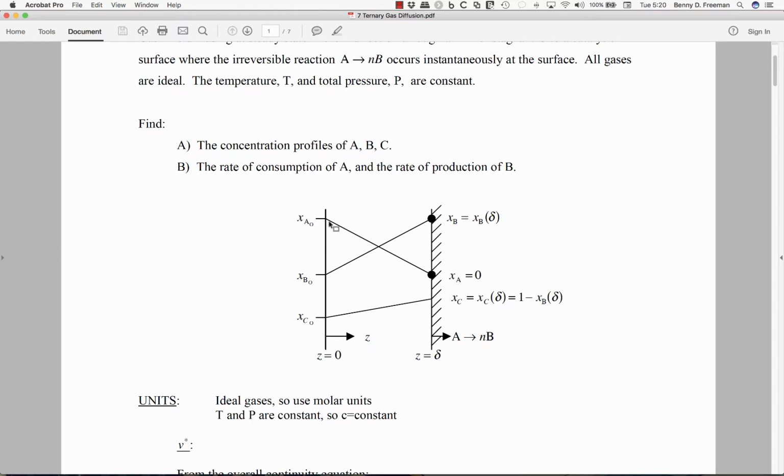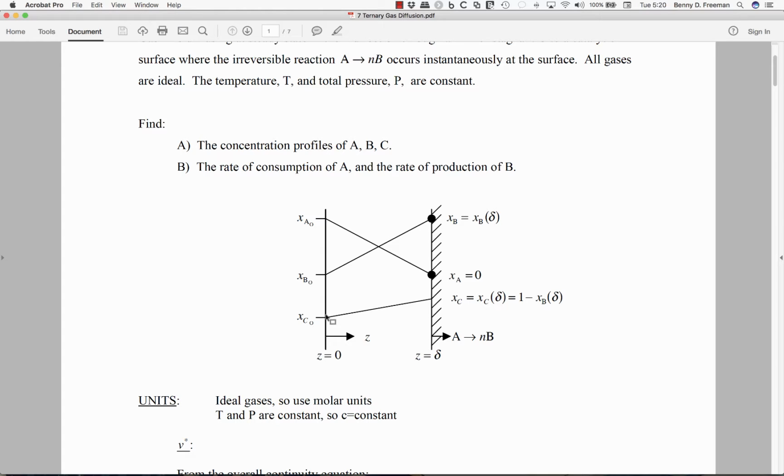fashion. I've drawn these concentration profiles as linear, and in the very simplest case that will be true, where there's no significant convection. However, understand that these are just drawn for convenience, and depending on the particular problem under consideration and the reaction stoichiometry, these concentration profiles may not necessarily be linear.